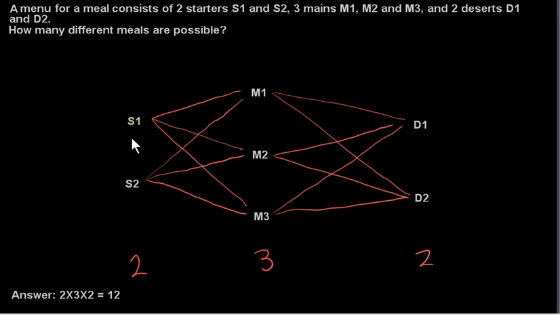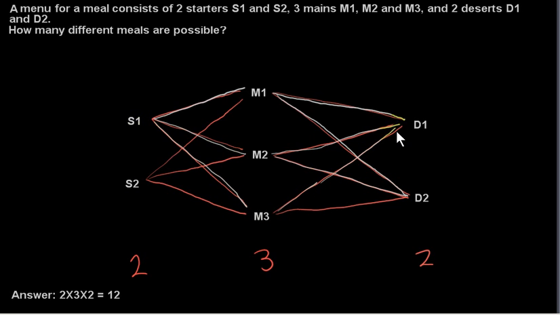We can also count the paths connecting starters to desserts. So here's one path. Here's the second path. This second path connects S1 to D2 through M1. Here's a third path. Here's the fourth. Here's the fifth. This is S1 M3 D1. S1 M3 D2 is a sixth path. So I've shown six paths here, and of course we have another 6 then when we consider S2.